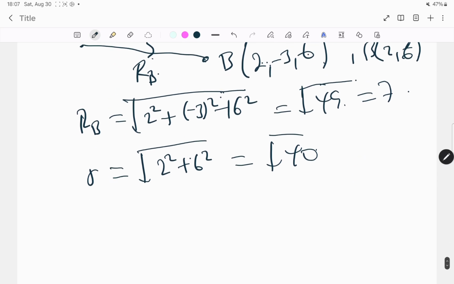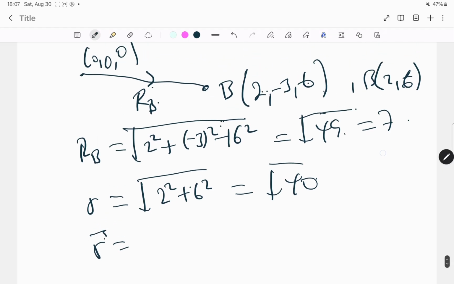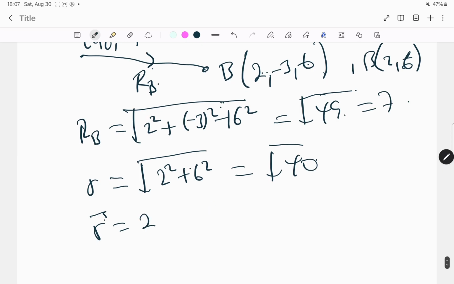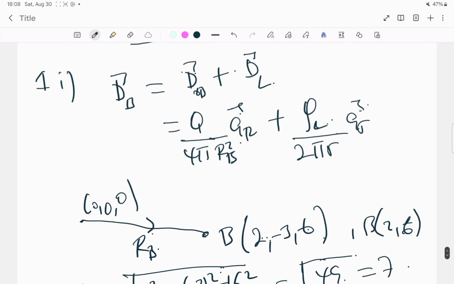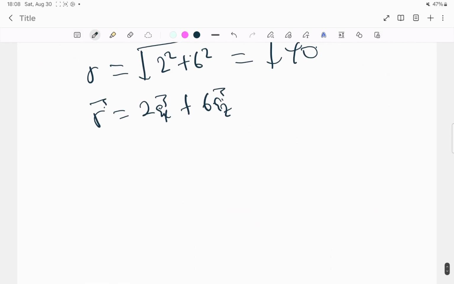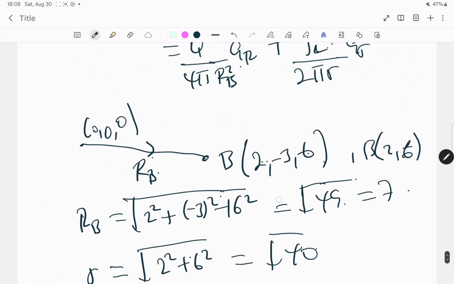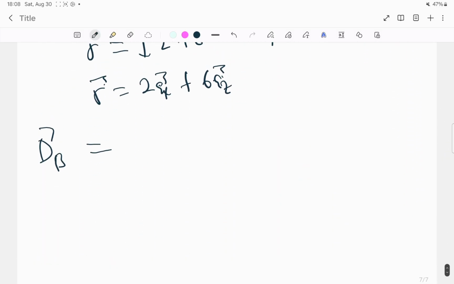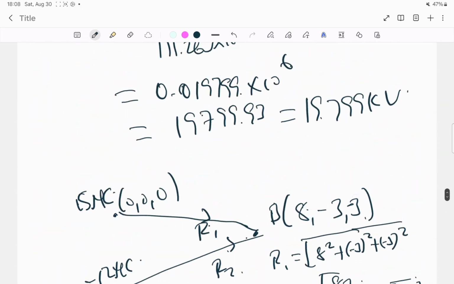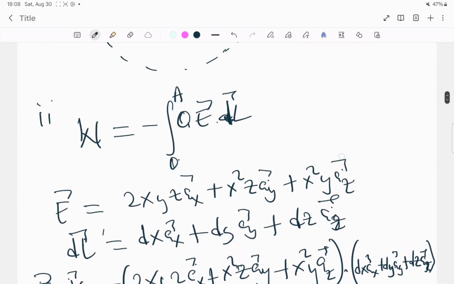This is the magnitude of our distance. We have to get the vector R here, which will be equal to, we neglect the Y component, so I'll just have 2 along the X axis plus 6 along the Z axis. So we have that. Now with this being done, we can just come and replace our values. This will now be equal to the charge, which is given from the question. I have to go back, so I'll get the charge.